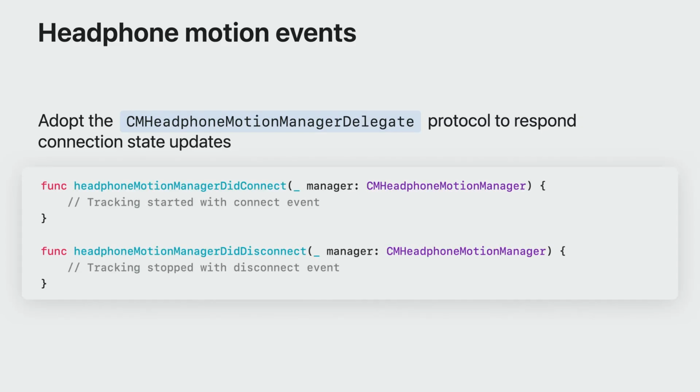If automatic ear detection is enabled, you'll receive events that impact head tracking too. You'll get a disconnect event when the buds are taken out of ear and a connect event when they're put back in.